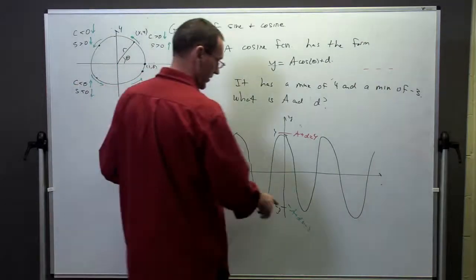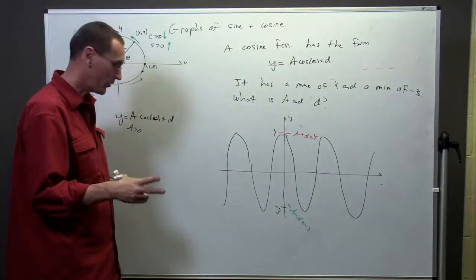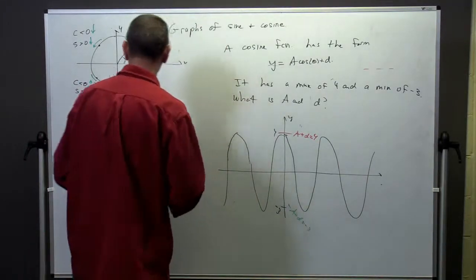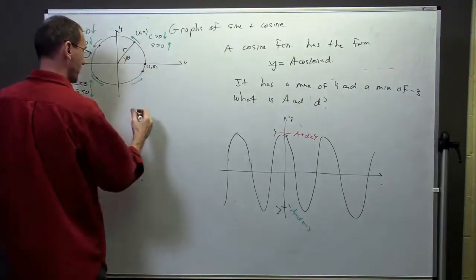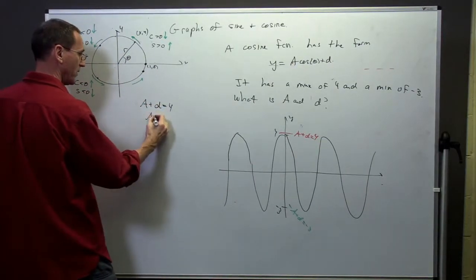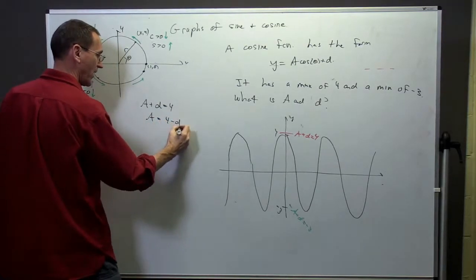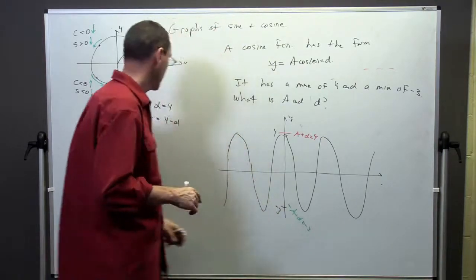So the question is, if I know this and I know this, how do I figure out what a and d is? So I've got two equations, two unknowns. I can just work with those equations. So what do I have? So my first equation means A plus D equals 4. So that means A is 4 minus D. So I'm just going to solve for one, plug it into the other, and then see what happens.